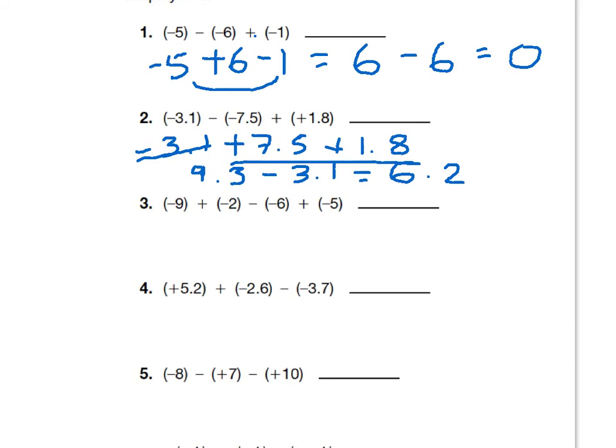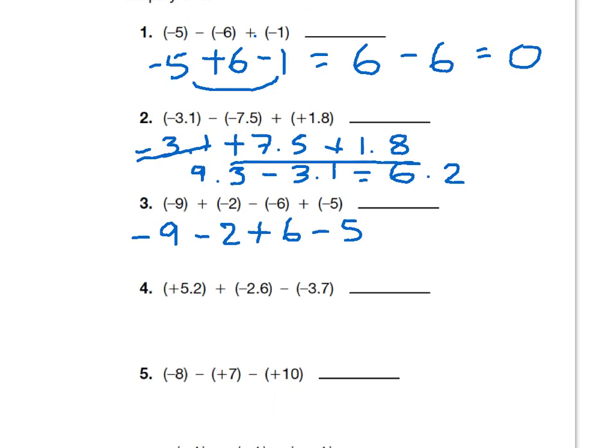On number 3, again, I want to eliminate as many symbols, so I'm going to put negative 9, negative 2, positive 6, and negative 5. And again, I'm starting to move faster because I want you to see that if you start to understand how this works, it can move faster.